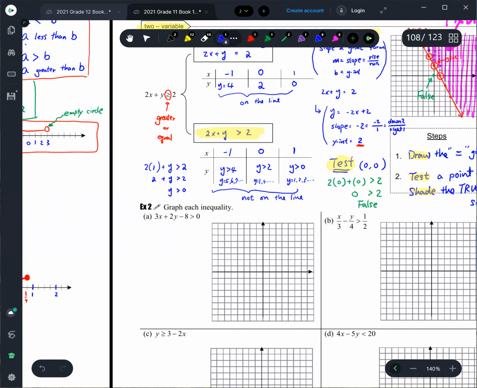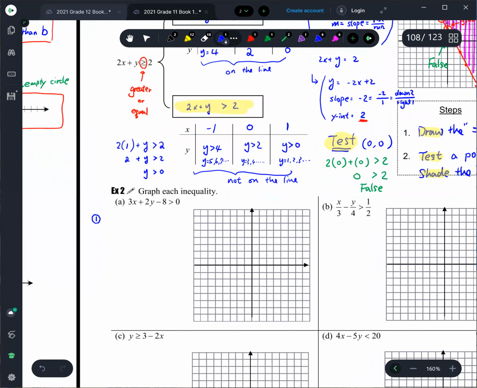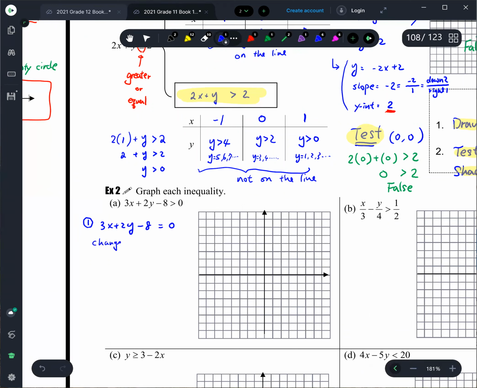So question A. First step, we want to draw the equal graph. This one doesn't have any equal sign, so we pretend it's equal first. This one is only looking for the ones that are not on the line, but we pretend it's equal. 3x plus 2y minus 8 equal to 0. We're gonna graph this one first, so we know where the boundary is. So change it to slope-intercept form.